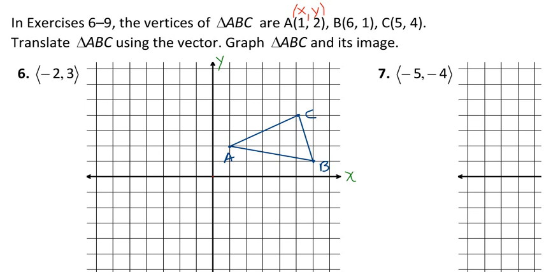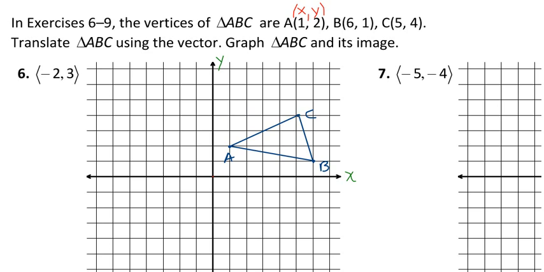Point B is 6 in x. 6 in x is here. 1 in y is here, and that's why point B is over there. Point C is 5, 4. So 5 in x is here, and 4 in y is here, and that's why point C is right here.